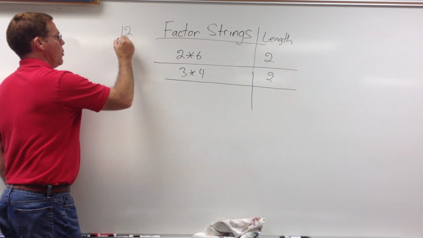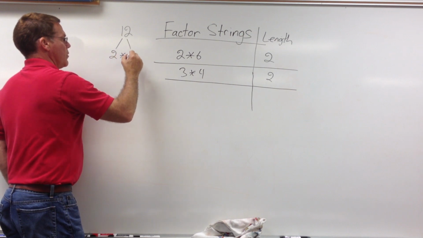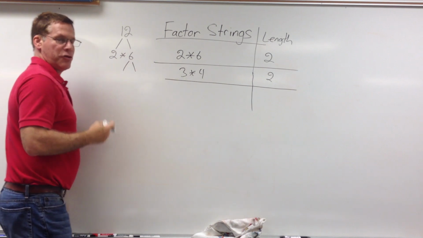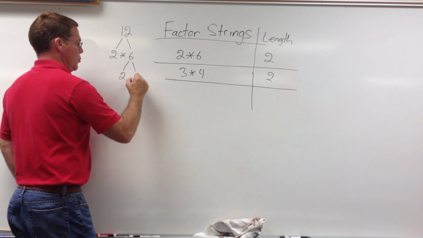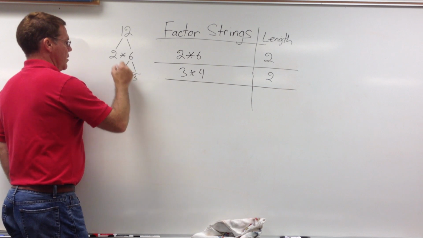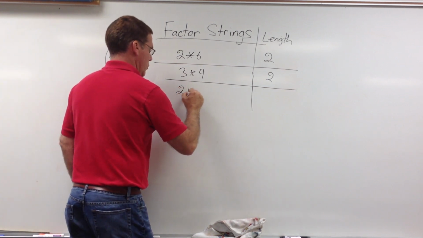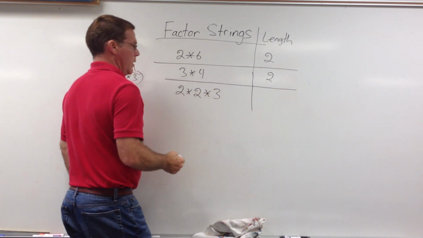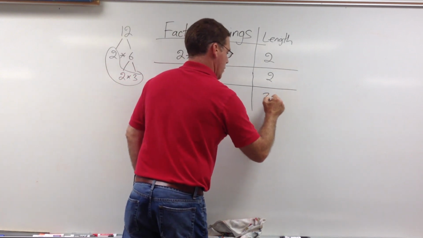Now I can also go with 2 times 6, and I will continue, and this is how we start off, and you'll see that we will be going to prime factorization. 6 is equal to 2 times 3. So this has a factor string of 3. So we can go 2 times 2 times 3. So that has a length of 3.